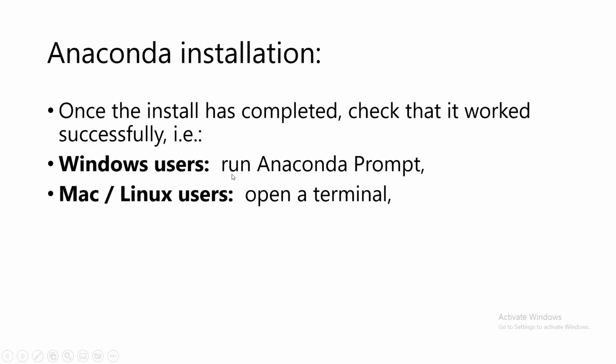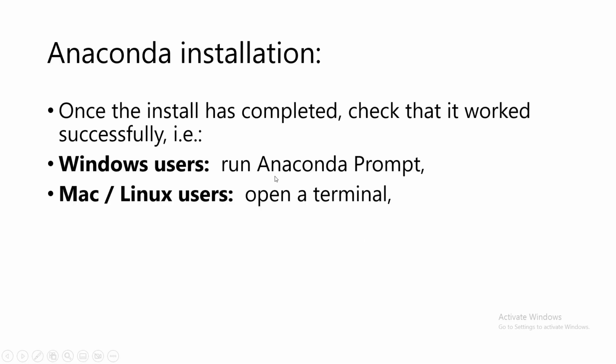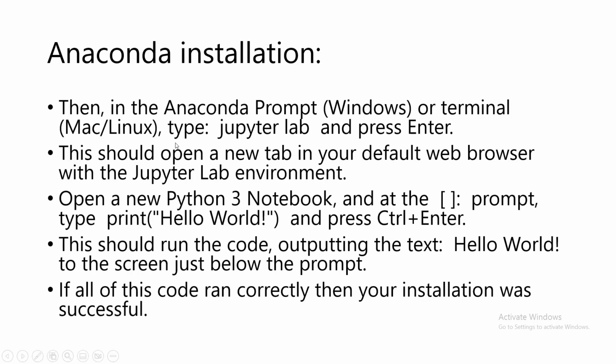We are now going to run the Anaconda prompt. Now we have to type python and press enter in the Anaconda prompt. I'll quickly read it, then I'll go through this procedure. You need to go into the search bar and type Anaconda prompt. Then type python and press enter. After this prompt, you have to type print hello world and press enter. This should output the text hello world to the screen just below the prompt. To exit Python, type the command exit and press enter.